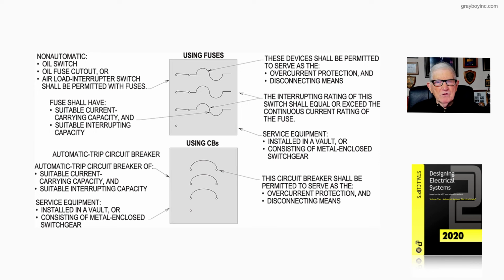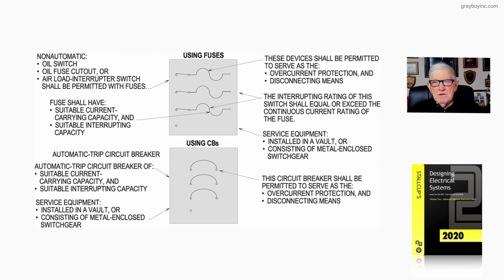Now, automatic trip circuit breaker, suitable current carrying capacity and interrupting capacity, just like the fuse. The circuit breaker must have enough interrupting capacity to interrupt the amount of short circuit current that the utility transformer could deliver to the line side of it, just like the fuses above. And again, the equipment, just like above, could be installed in a vault, metal enclosed switchgear, switchboard, any of those enclosures that you find in Article 490.